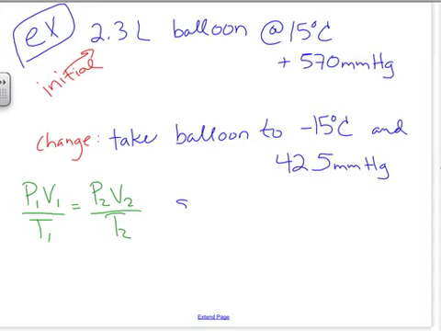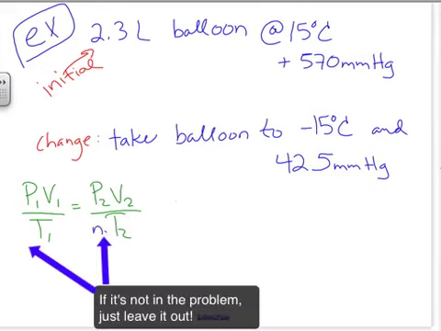Let's take a look at a second example problem that is similar to the one you had to do in your lab. You're given a 2.3 liter balloon that's at 15 degrees Celsius and 570 millimeters of mercury. That's its pressure. That's our initial set of data. We're going to change the balloon by taking it to negative 15 degrees Celsius and a lower pressure of 425 millimeters of mercury. Something quick to note: if you don't have a starting or ending number of moles in the problem, you can just leave it out of the whole equation. This is a very nice equation in that regard.